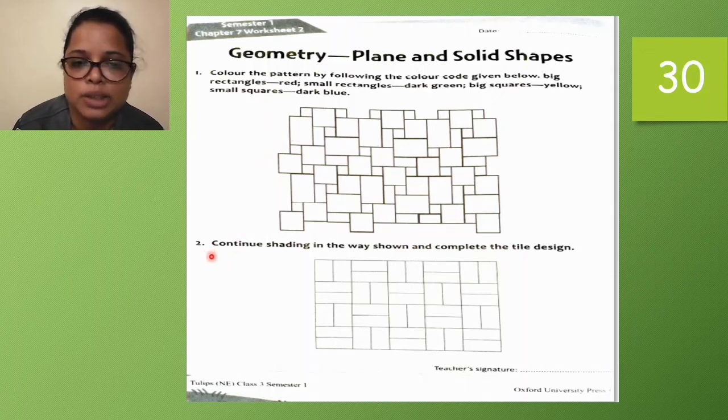The second question says continue shading in the way shown and complete the design. If you could see, the first tile has a vertical line, right? So you have to draw vertical lines only, that is standing lines. In the next box it is a horizontal line. So you'll draw horizontal, that's sleeping. It will be vertical lines, horizontal lines, vertical lines, horizontal lines. So this way you're going to complete this whole tile with that design.